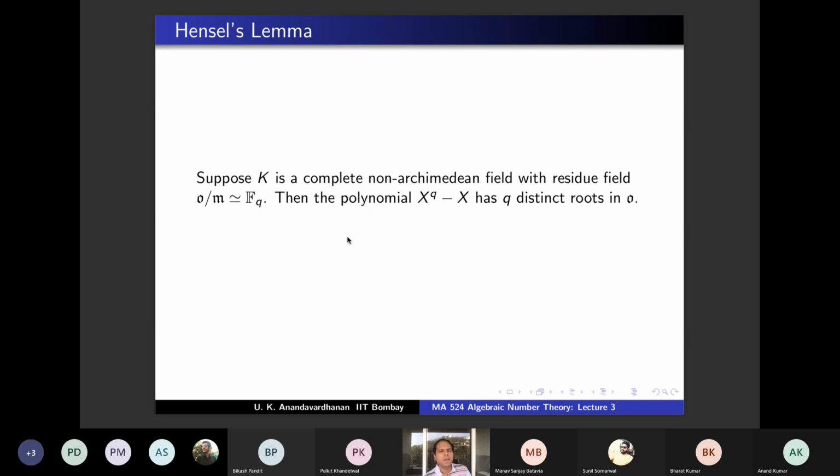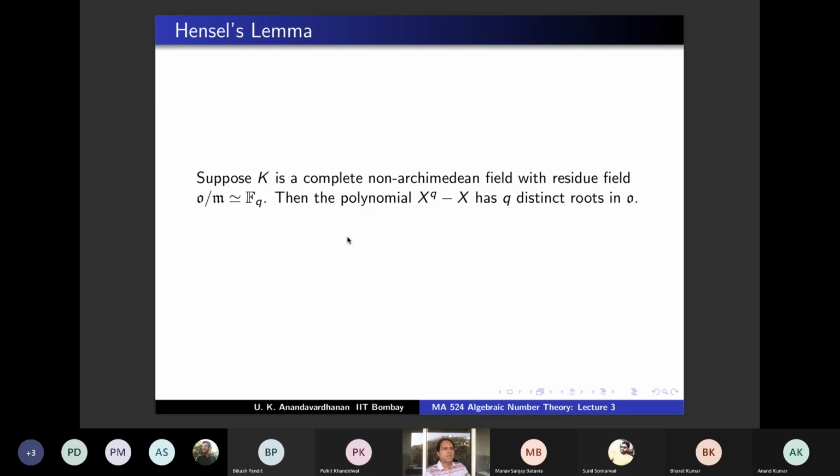What happens? So consider this as a polynomial in O[x]. And what happens if you reduce modulo M? If you reduce modulo M, it is the same polynomial, right? And how many roots does it have? So this means x^Q is x. That means x^(Q-1) is 1. So these are precisely all the non-zero elements. I mean, these are precisely all the elements of F_Q, right?